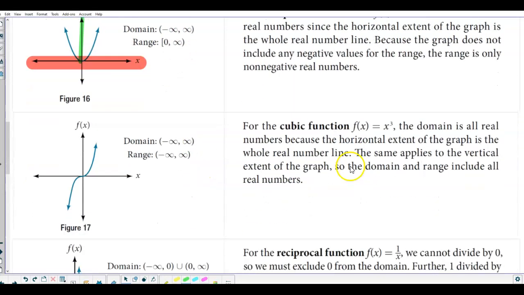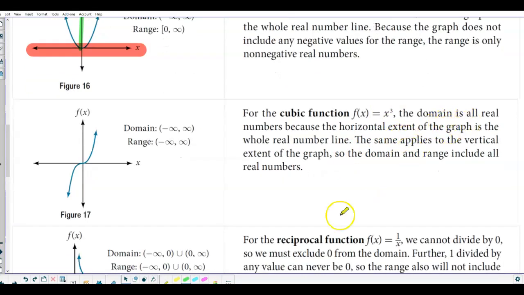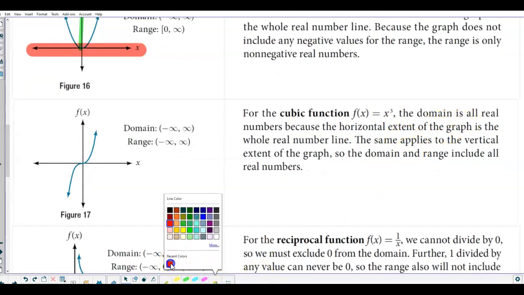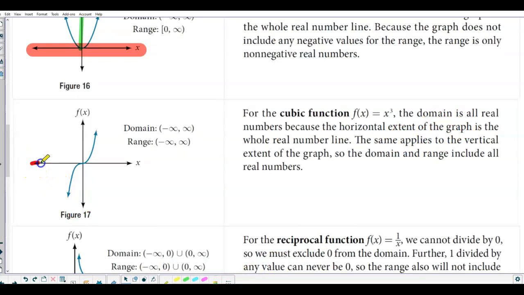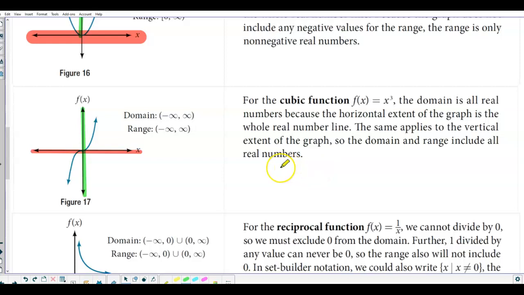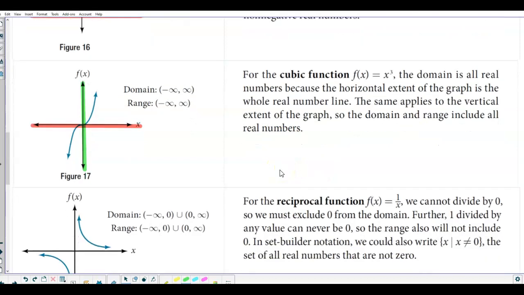When we look at the cubic function, f of x is equal to x cubed, the domain is all real numbers. So that's going from negative infinity to positive infinity. And likewise, we're going from negative infinity to positive infinity for the range. So the same applies to the vertical extent of the graph, so the domain and range include all real numbers.